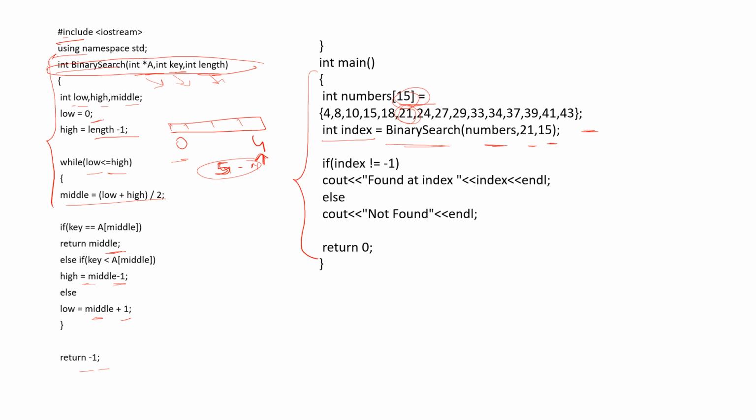Now if index is not equal to minus 1, cout, which is for printing, cout found at index, whatever the index it is found, and else cout not found. So if instead of 21 we had a random value, let's say 40, there is no 40 over here, so after performing all the mid and high calculations it will give us a not found value. Whereas since it's 21, it will give us found at index 5.